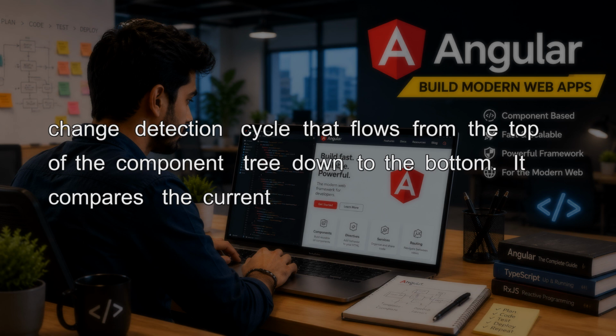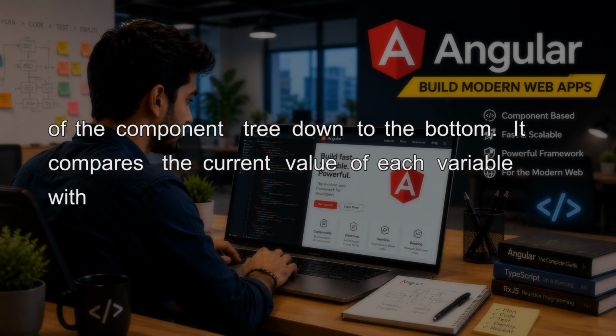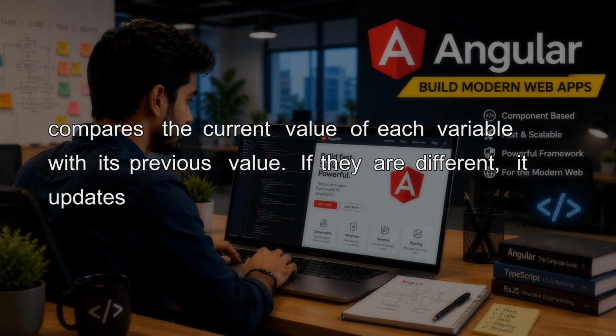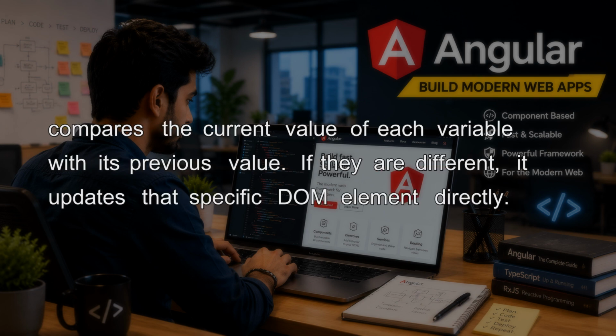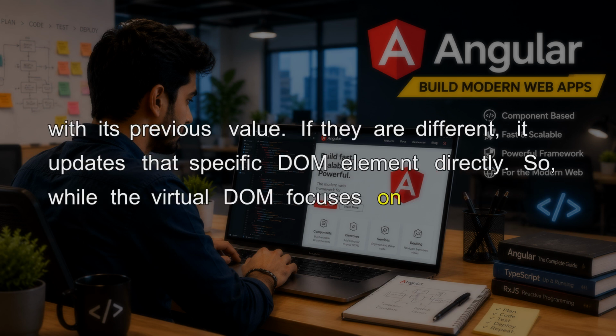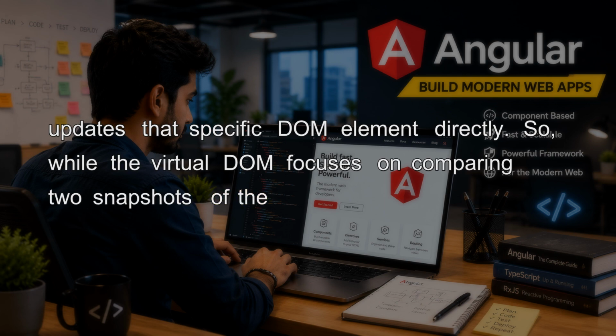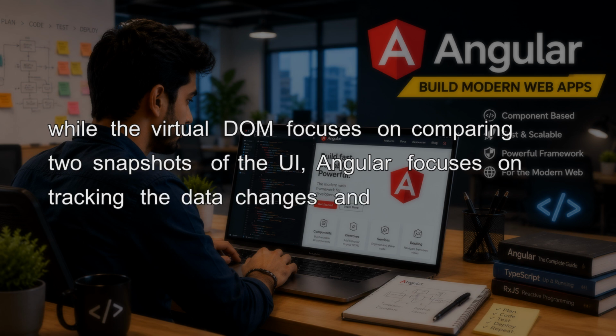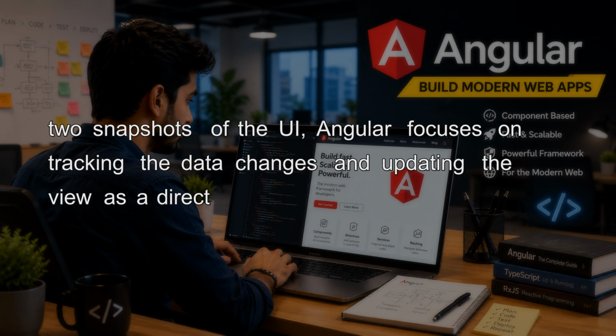It compares the current value of each variable with its previous value. If they are different, it updates that specific DOM element directly. So, while the virtual DOM focuses on comparing two snapshots of the UI, Angular focuses on tracking the data changes and updating the view as a direct result of those changes.